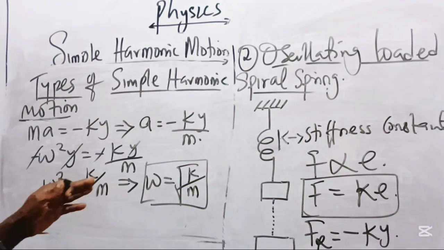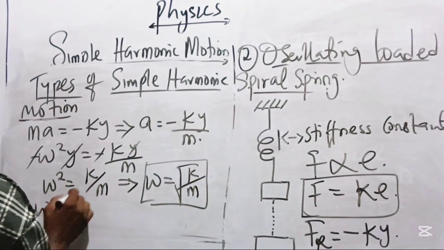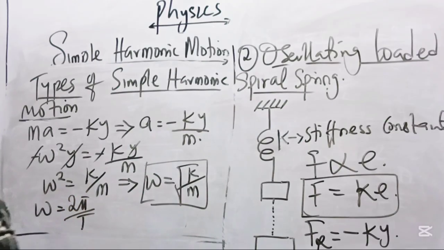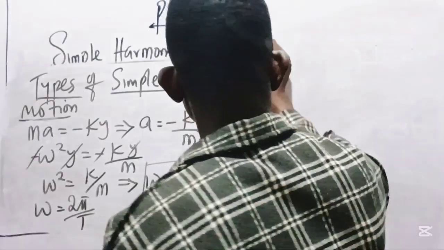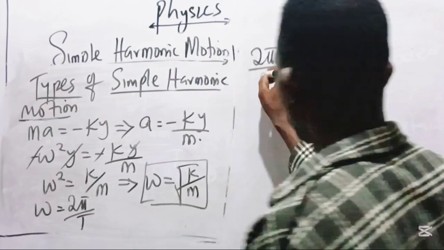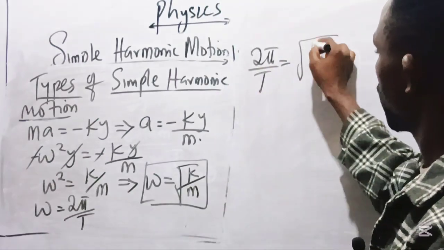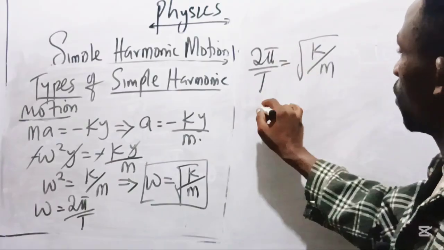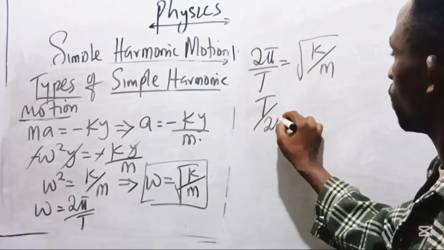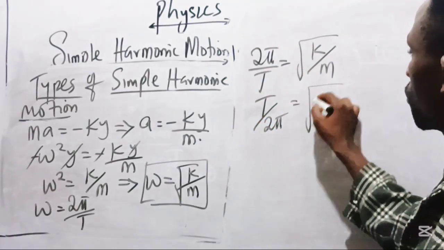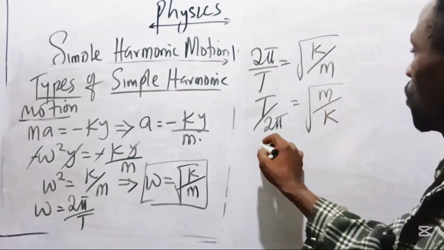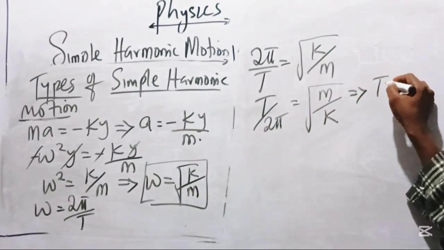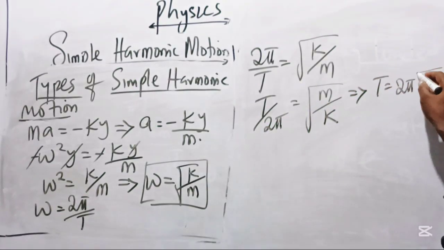And recall that w has a relationship with period, which says that 2 pi all over period is equal to square root of k all over m. Therefore, if we take the reciprocal of both sides, we have that T all over 2 pi will give us the square root of m all over k. So this implies that T is equal to 2 pi square root of m all over k.